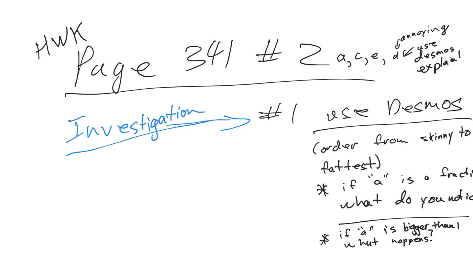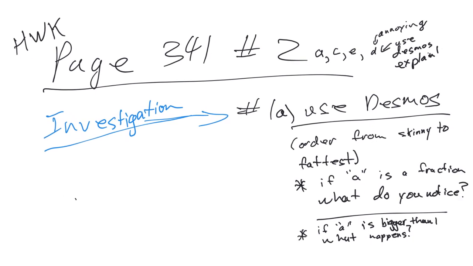Finally, I want you to do a little investigation. You're going to do question number 1A. You're going to use Desmos, and you're going to order these graphs from skinny to fattest, and I want you to answer the following questions. These questions are this. If A is a fraction, what do you notice? If A is bigger than 1, what do you notice? Okay? All right, that's it. Get to it.